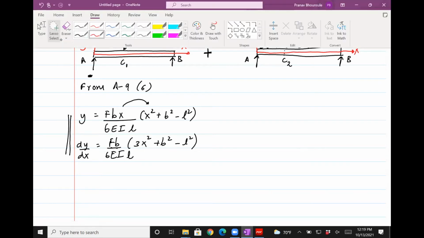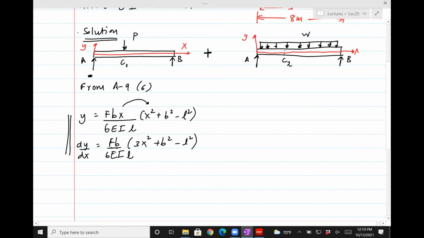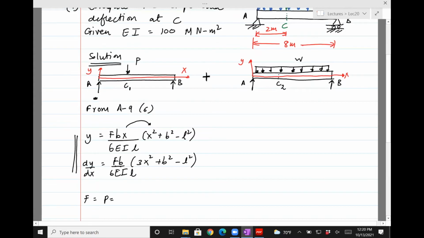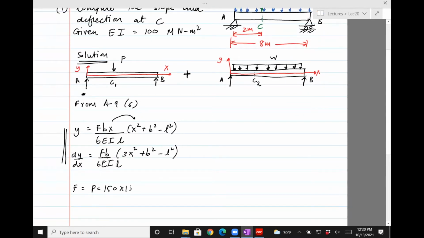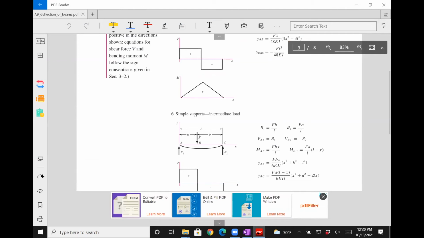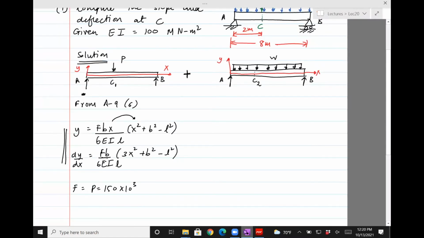Okay, so let's just start identifying these things. From that table, you should really have it close to you to see it. So F is P, which is 150 times 10 raised to 3. And then again, reminding you, A is the distance from the left side, B is the distance from the right side, and L is the total length. So what I can do is write those values here.